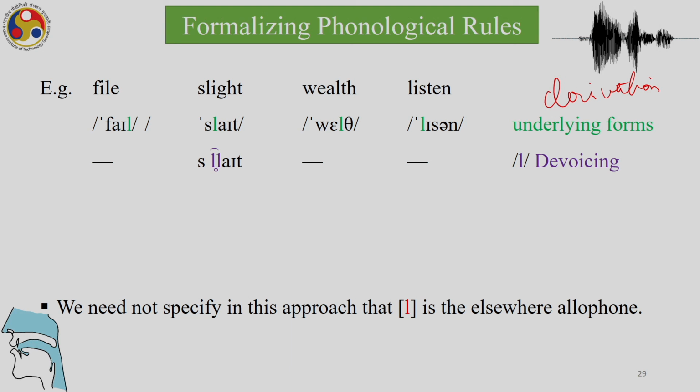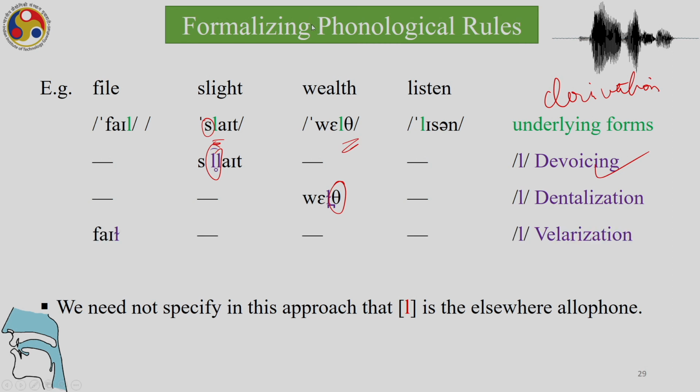So, first we have our devoicing rule, and the devoicing rule will only apply if there is a preceding voiceless consonant. Now, which l has a preceding voiceless consonant? Only this one. So, the rule of l devoicing applies, and we have partial l devoicing here. Now, we have a second rule of l dentalization. When will dentalization occur? If there is a following dental fricative. And which l has a following dental fricative? Only this one. So, the rule applies. Velarization says that final l has to be velarized, so it will be fail.